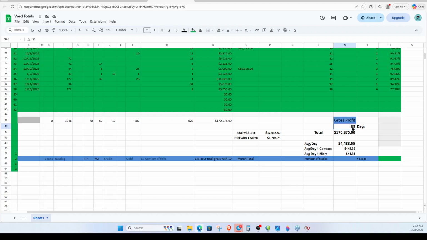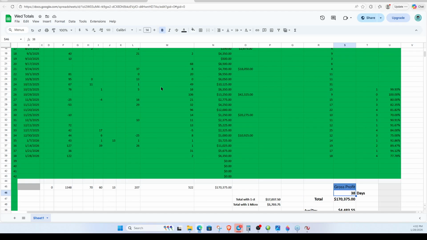So that puts us, I think all these are updated around day 38. So we're at $170,375 in these sessions, averaging $448 per session. Right, $448 per contract per session. With 10 contracts on, $4,483 per session. With 1 micro, $44.84. And I'm still missing most of the trades in here. I'm only getting a fraction of the trades that are available to you guys, to all of us.